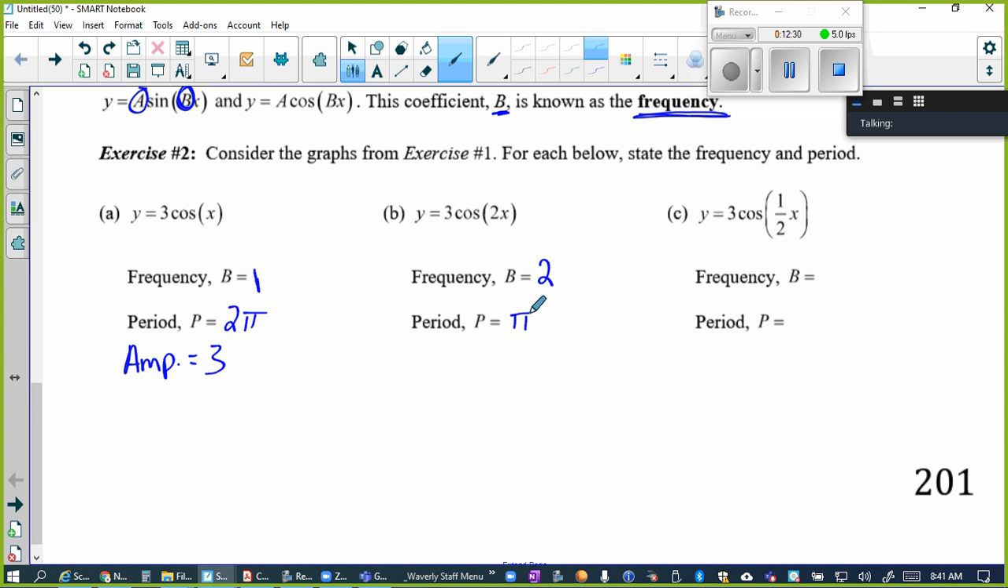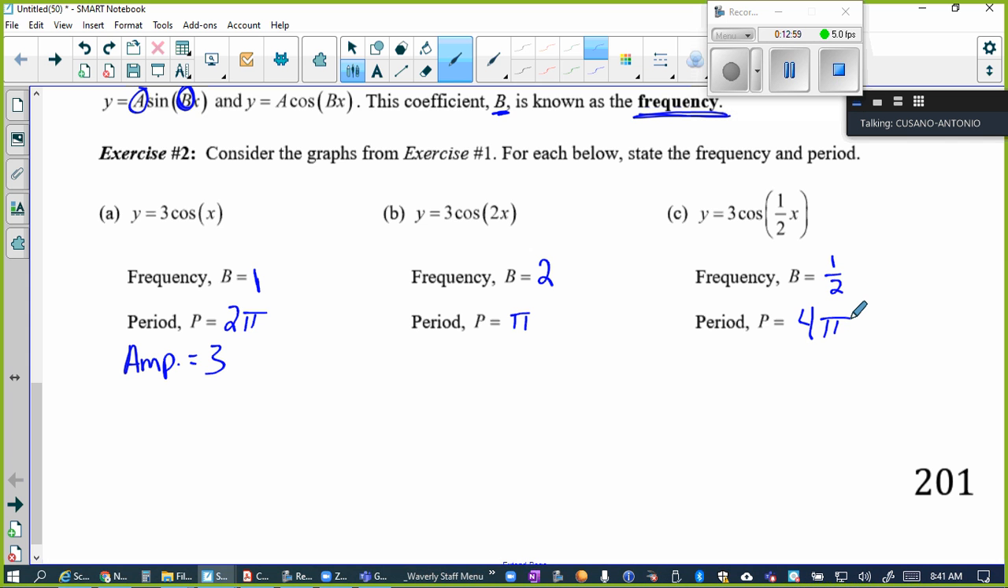Okay? Let's look at C. 3 cosine 1 half x. What is the frequency? 1 half. Right? Which means we have to double the period, right? The time for a cycle to happen gets doubled. So instead of 2 pi, what is our new period? The period is double it. 4 pi. Yeah, 4 pi.